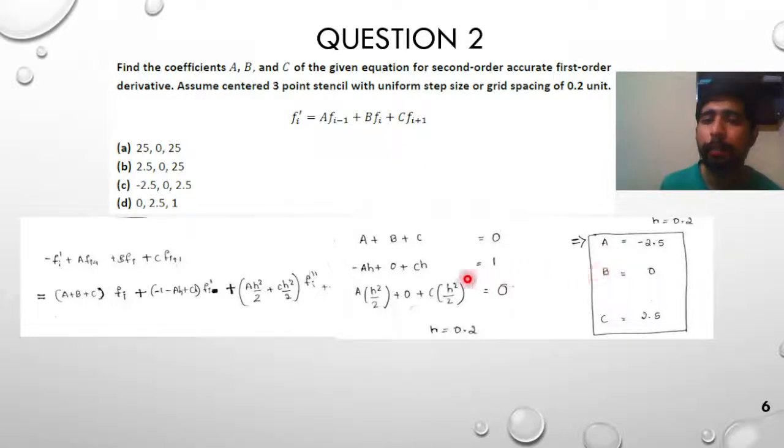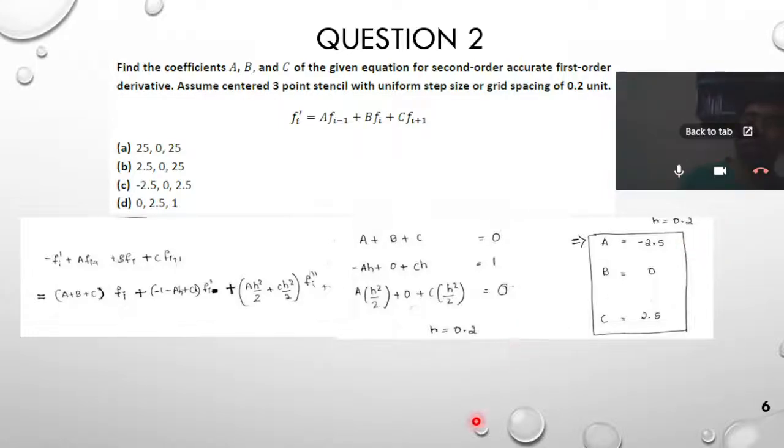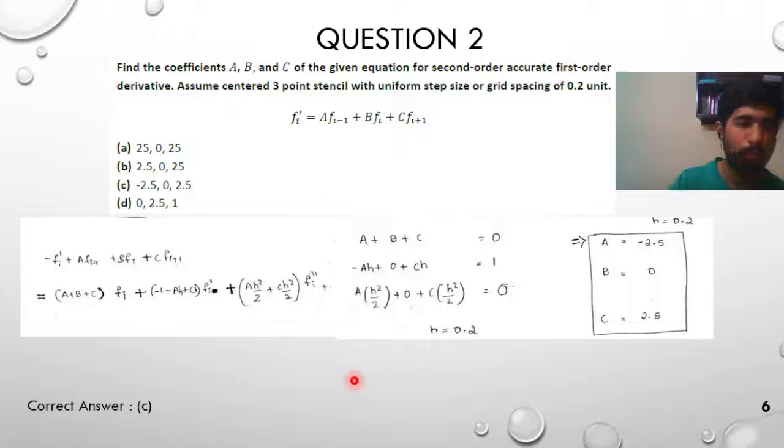But a simple workaround will be, as one of the students has mentioned, that the coefficients need to be symmetric. That is, a plus b plus c should be going to 0. If you see the options, only option c has the sum of the coefficients going to zero. So in that way also you can guess the answer, but this is more of a descriptive approach through which you calculate the values.